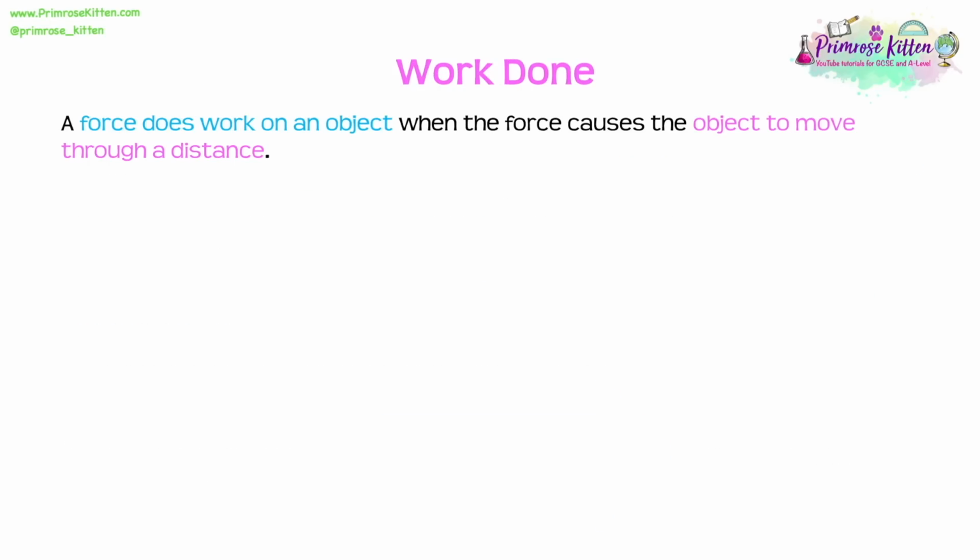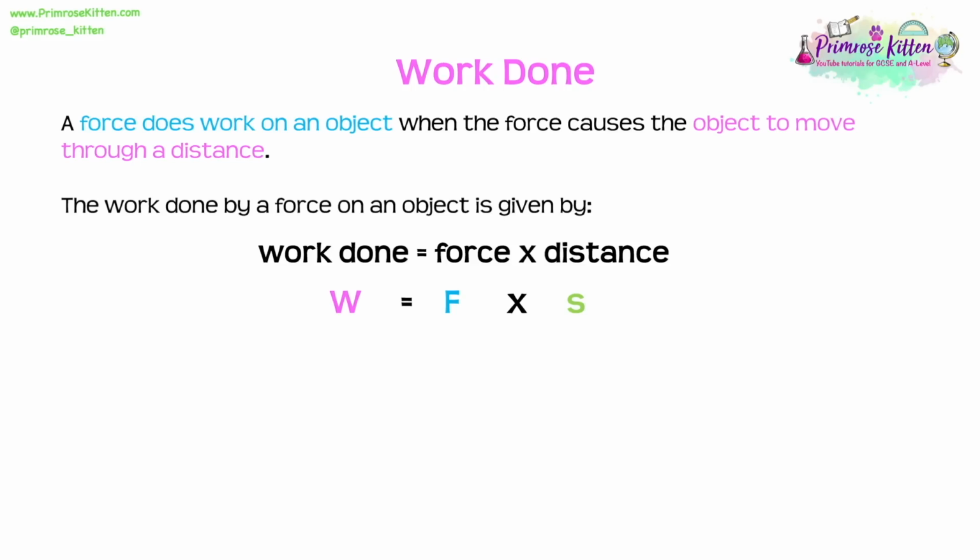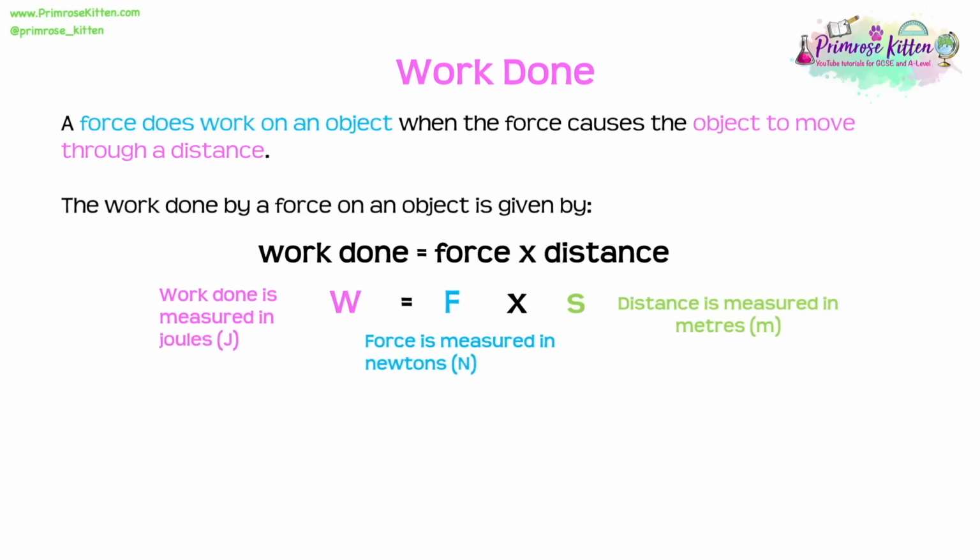A force does work on an object when the force causes the object to move through a distance. The work done by a force on an object is given by work done equals force times distance, where work done is measured in joules, force is measured in newtons, and distance is measured in meters. Of course, as always, we could use a little cheeky triangle here if you struggle with the algebra.